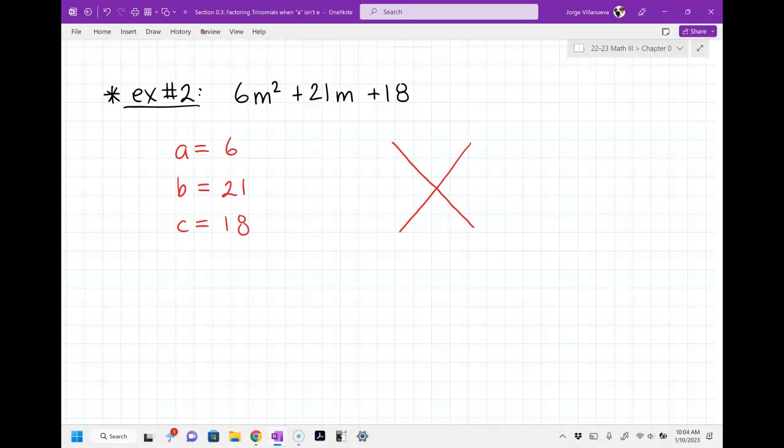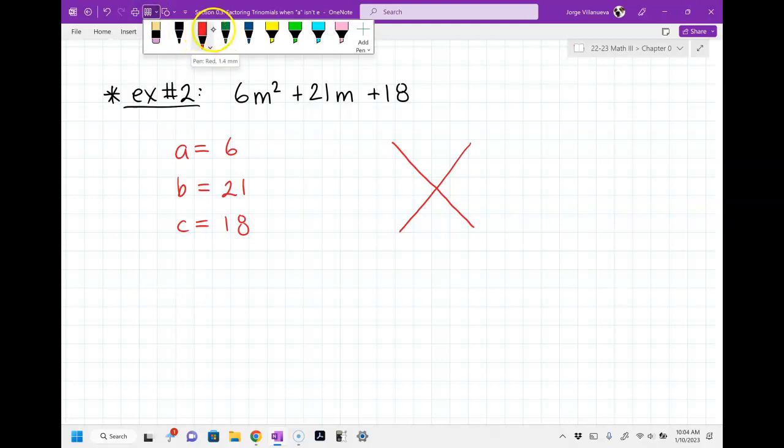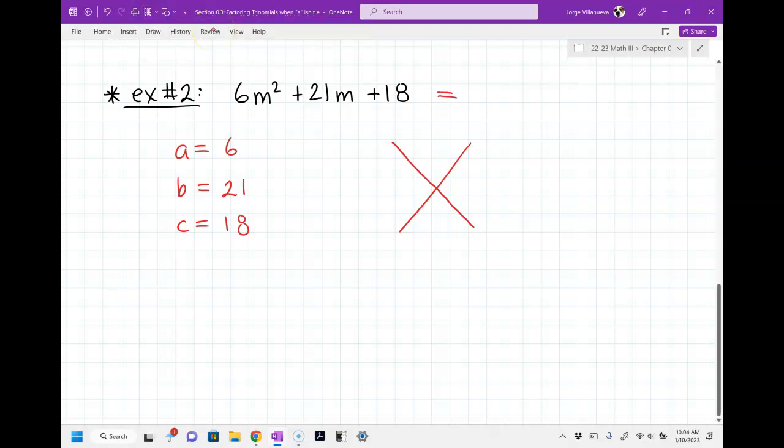So sometimes when the numbers get too big, it's kind of a hint to tell you, well, hey, before you start doing the work, can you factor anything out that they may have in common? A 6, a 21, and an 18? Is there a number that they all have in common? A 3, right? So let me rewrite it. This is 3 on the outside, so this would give me a 2m squared plus 7m plus 6. Is that right? 7, 6, and 2. Yeah.